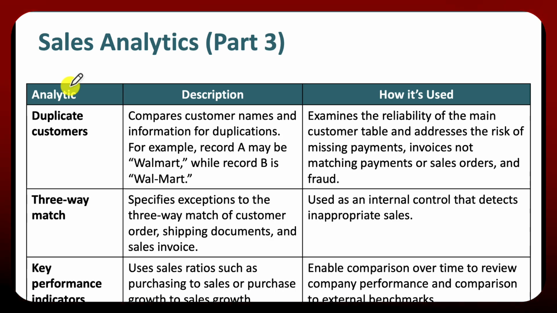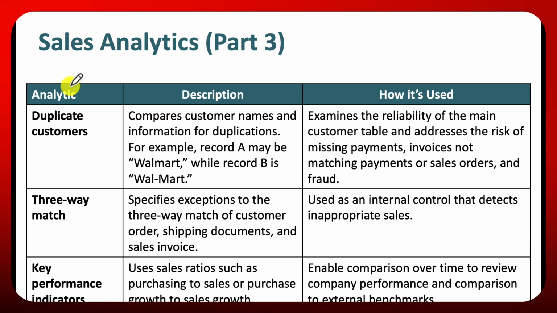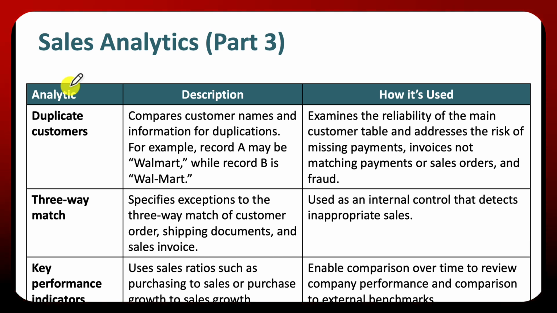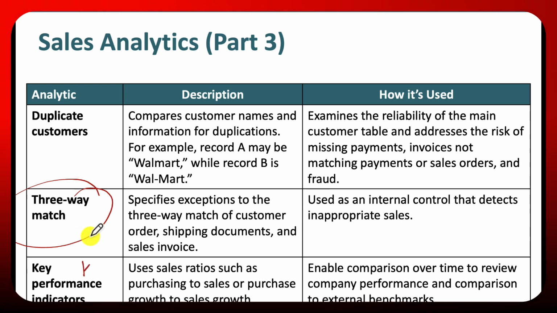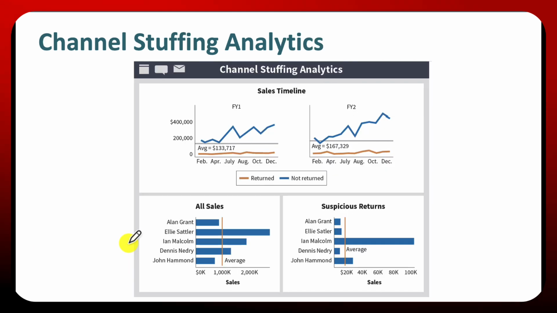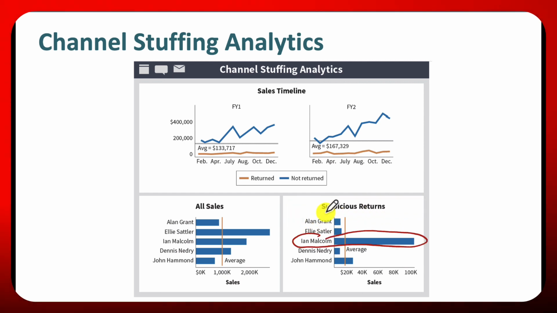So here is another. We might also look for duplicate customers, 3-way matching of invoices. This is what's heavily completed during audits, and KPIs, key performance indicators. Here we see a channel stuffing analytic that is presented in a dashboard to draw attention to specific suspicious activity, especially, as you can see here, based on returns.